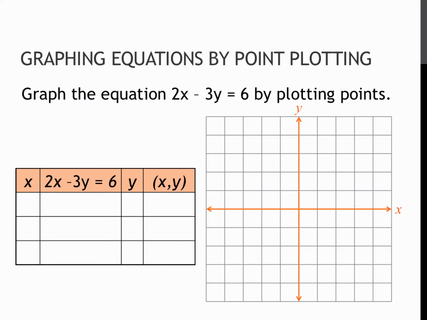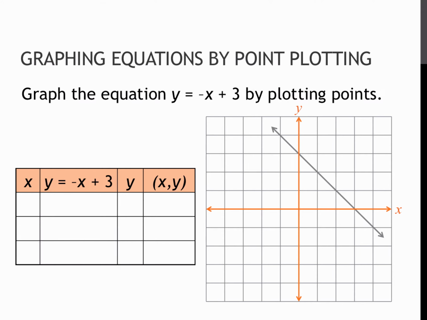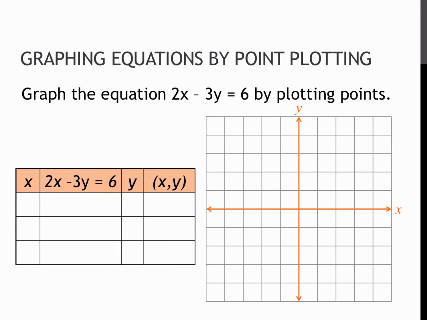Let's try this one. This was in a different form, and these are not as friendly for point plotting. So the last one, if we can go back one, you can see y was by itself. And on this one, the x and the y are on the same side. So this is that standard form we talked about earlier.